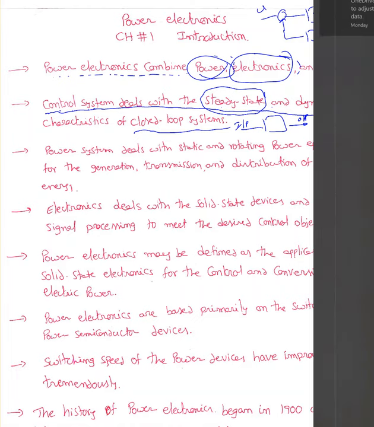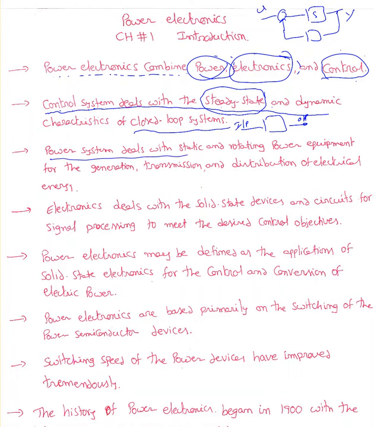Now, the power system deals with static and rotating power equipment for the generation, transmission, and distribution of electrical energy. So power system is basically mostly power generation, power transmission, and power distribution. Nowadays, energy storage also comes under the power system. Now, the electronics deals with the solid state devices and circuits for the signal processing to meet the desired control objective. That's what the electronic part is in the system.